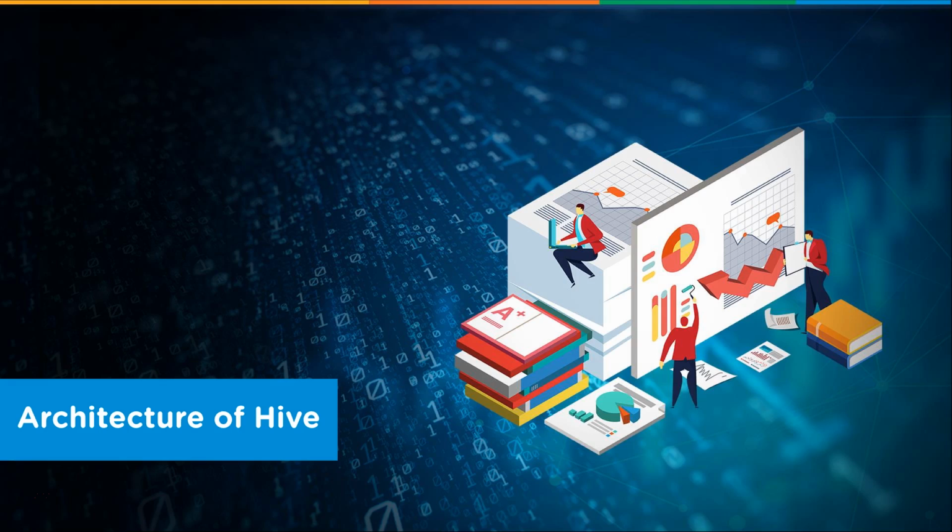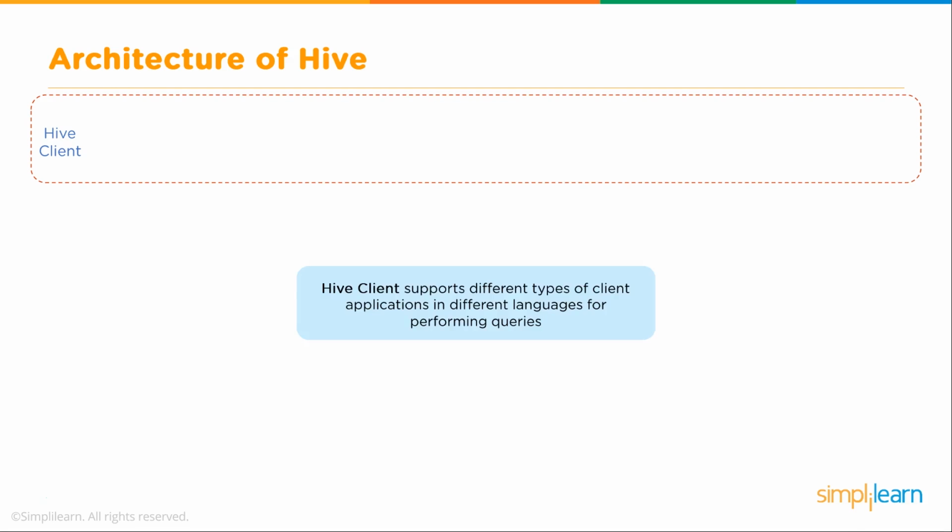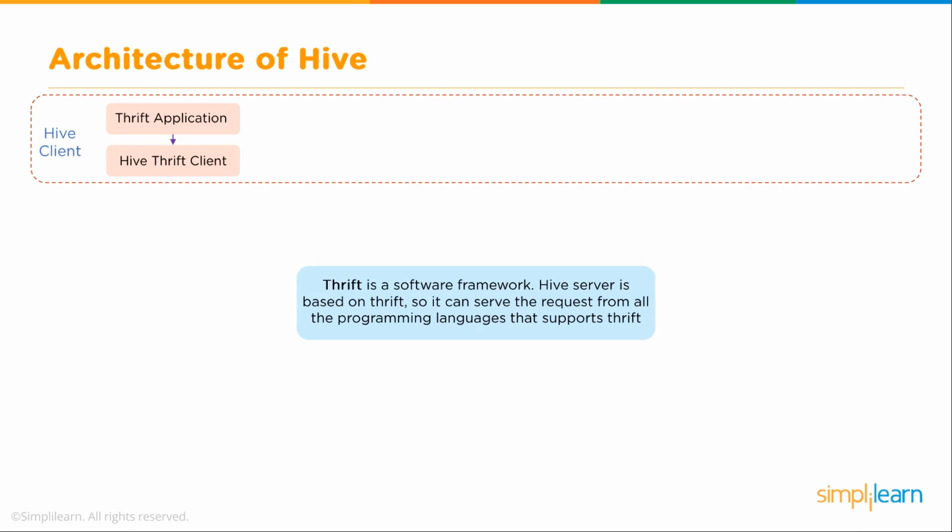Let's take a look at the architecture of Hive. We have the Hive client. That could be the programmer, or maybe it's a manager who knows enough SQL to do a basic query to look up the data they need. The Hive client supports different types of client applications in different languages for performing queries. And so we have our Thrift application and the Hive Thrift client. Thrift is a software framework. Hive server is based on Thrift, so it can serve the requests from all programming languages that support Thrift.